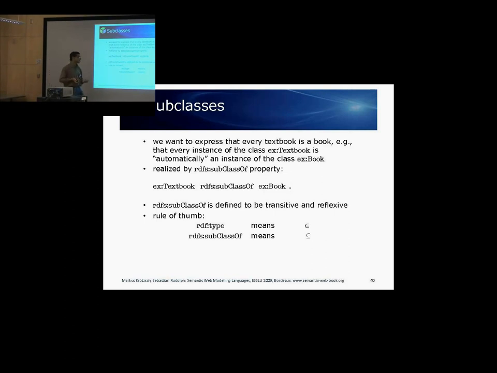The RDF subclass property is defined as transitive and reflexive. So if I make another statement, that a college textbook is a subclass of textbook, it is automatically considered that it has two parent classes: one is textbook and the other is book, because of transitivity. And then there are certain notations which can help you in understanding: RDF type in set notation basically means the epsilon sign, and subclass of is the subset notation.